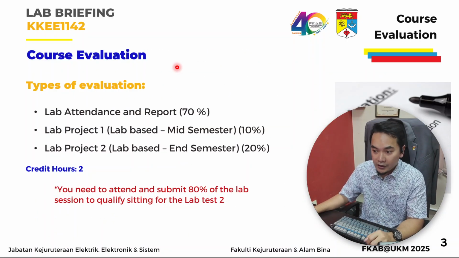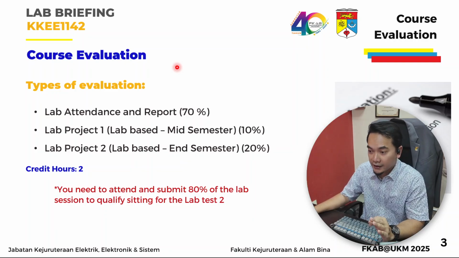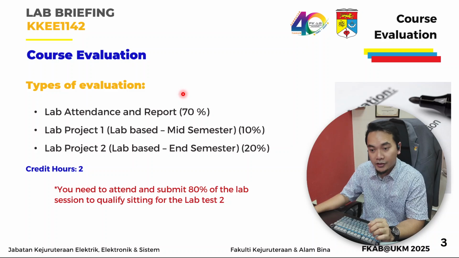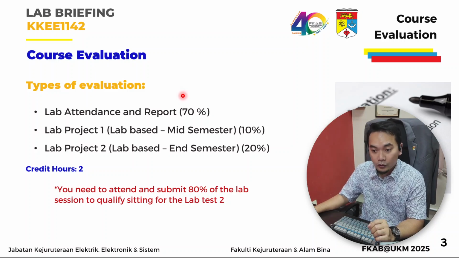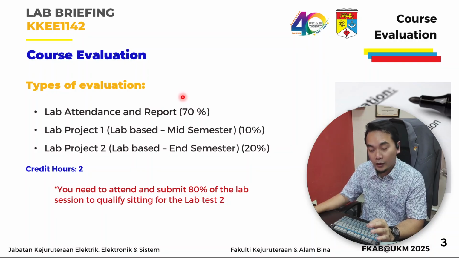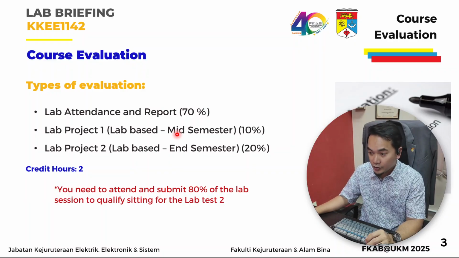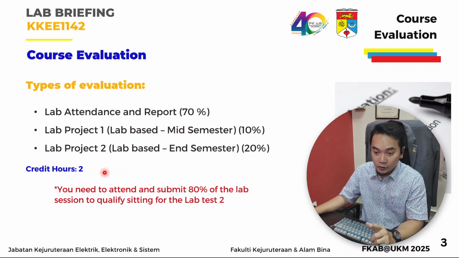For course evaluation, you will be graded based on 3 things. First, your lab attendance and report, which is 70%. Lab project 1, lab-based mid-semester exam, 10%. And lab project 2, lab-based end-semester exam, 20%. Both lab project 1 and 2 are practical lab exams, which you will have to do individually in the lab. This course has 2 credit hours. You must attend and submit at least 80% of the lab sessions to be allowed to take the final lab test.